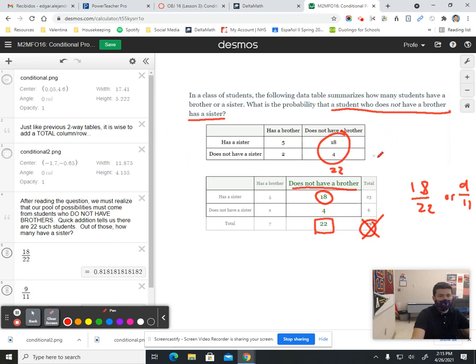Sometimes you might have to make a totals row, but I want to focus in on what's my larger group. What's the group that I'm looking at right here? Is my pool of possibilities students that don't have brothers? If so, that's 22 of them, right? And out of those 22, I'm going to pick 18, and that's the lesson.